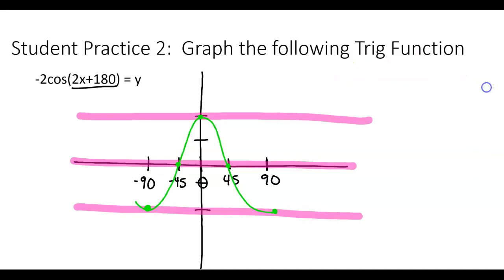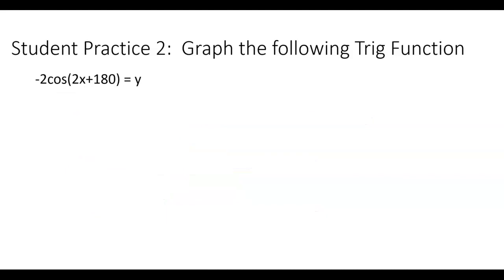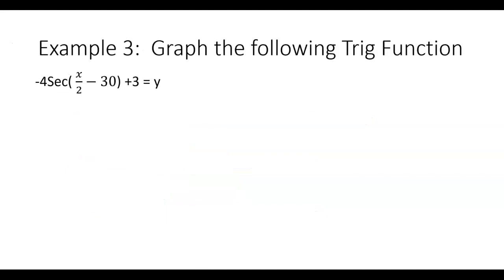All right. Next, you have your midline is at 0. You have your max at 2, your minimum at -2. And since there's a negative in front of our cosine here, we start at the bottom, the minimum, and then we go up. All right. Let's go ahead and do another example here. Let's go ahead and do a secant problem.